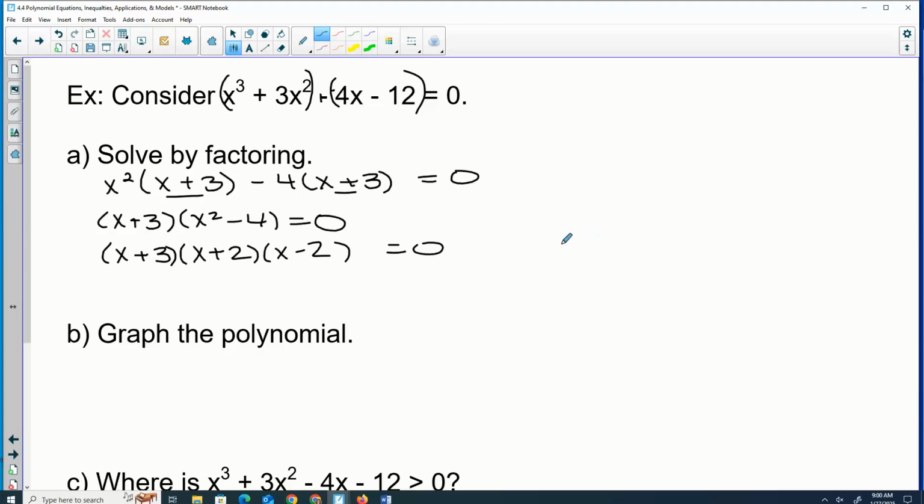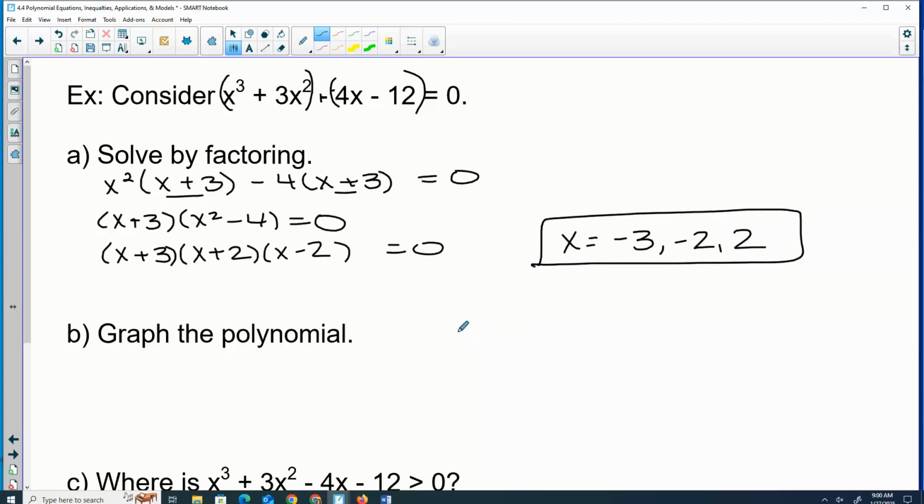I asked you to solve this. So what are my solutions? -3, -2, and 2. What's another word for those numbers? Zeros, yep. Or roots. Yep, zeros, roots, x-intercepts, all of those.